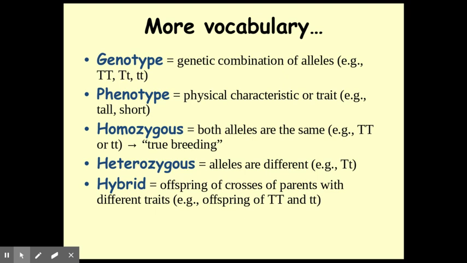Homozygous means that both alleles are the same. So for us, it would be big T, big T or little t, little t, with the crosses that Mendel just did, and we'd call this true breeding. If it has one of each letter, like big T, little t, that's heterozygous. And then hybrid would be where you have crosses of parents with different traits, so the offspring would be big T, little t.